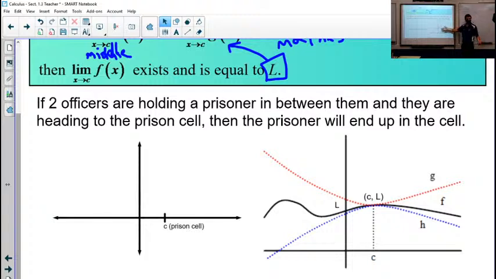There's nowhere else for the middle to go because they're closing in on that middle function. That's why it's called the squeeze theorem, because the top and bottom are coming and squeezing in that middle function. And this would be used to figure out limits that we wouldn't otherwise be able to figure out.